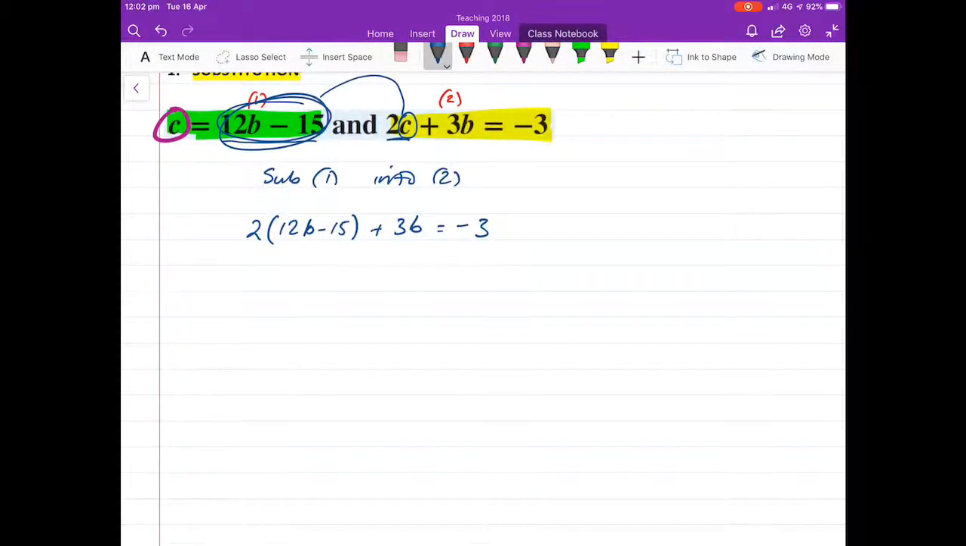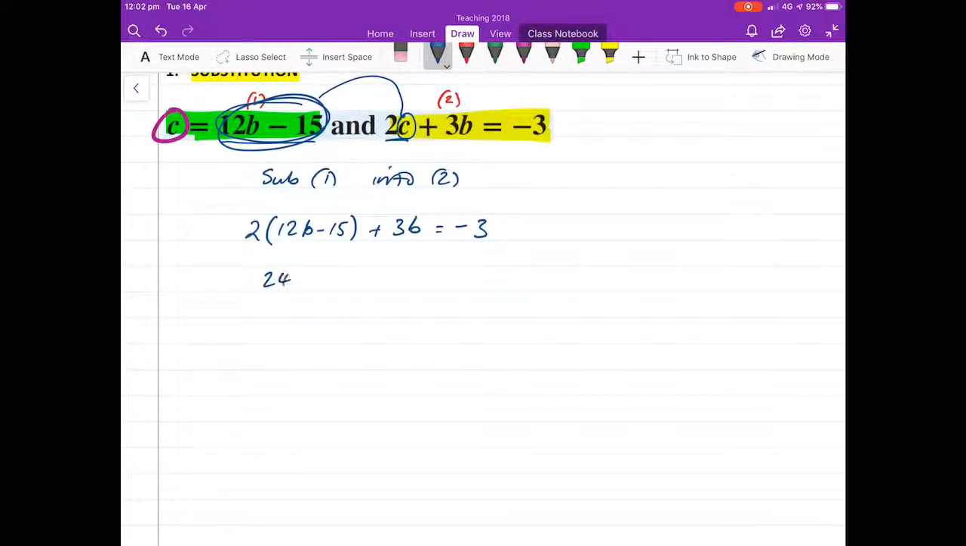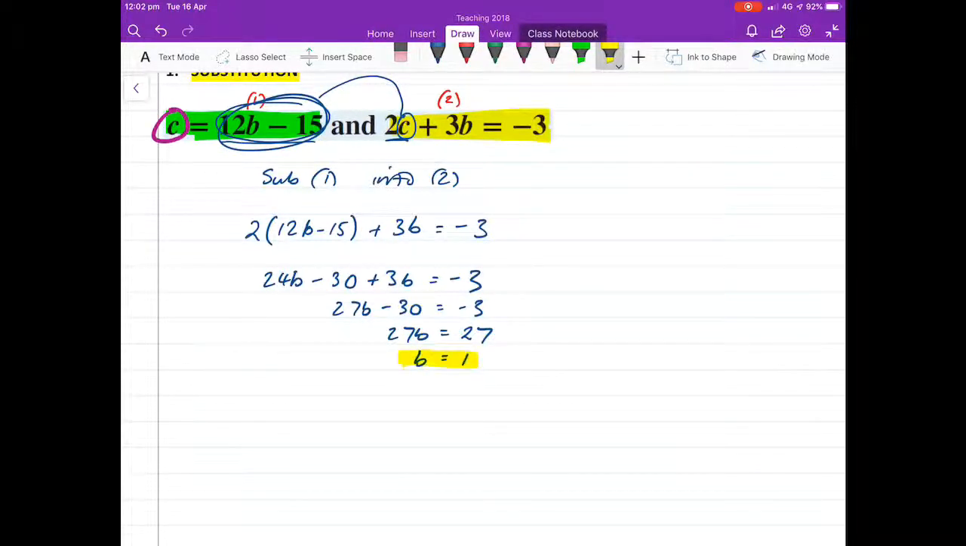Now, we'll do a quick little expansion. We've got 24b take 30 plus 3b equals negative 3. All right, collect our like terms. We've got 27b take 30. All right, add 30 to both sides, and we get down to b equaling 1. Now that's the first part of our solution.